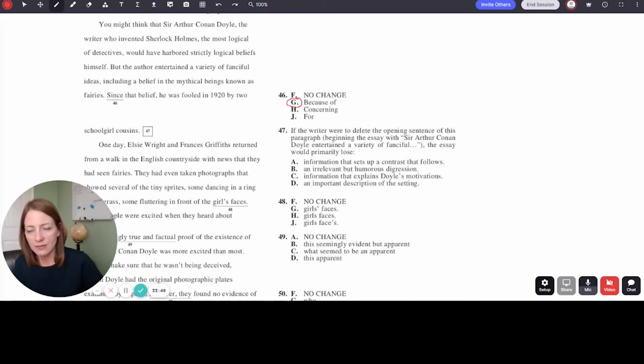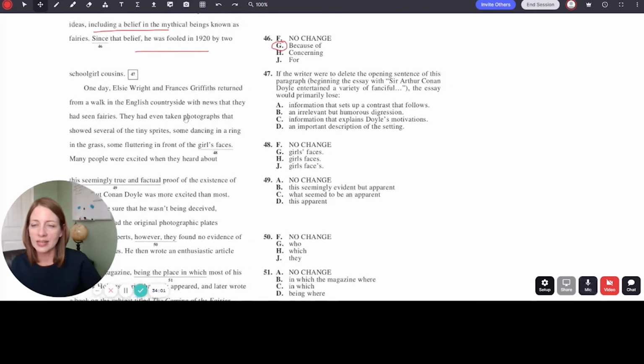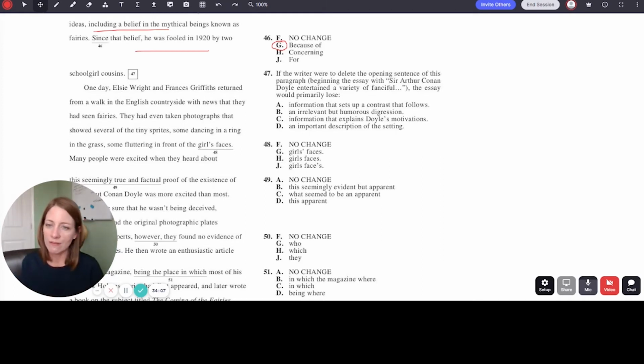So there's a cause, and then the effect is this happened. Okay. One day, Elsie Wright, E. Wright, if I don't know the name, I'll just put in the letter. E. Wright and Frances G. returned from a walk in the English countryside with news that they had seen fairies.